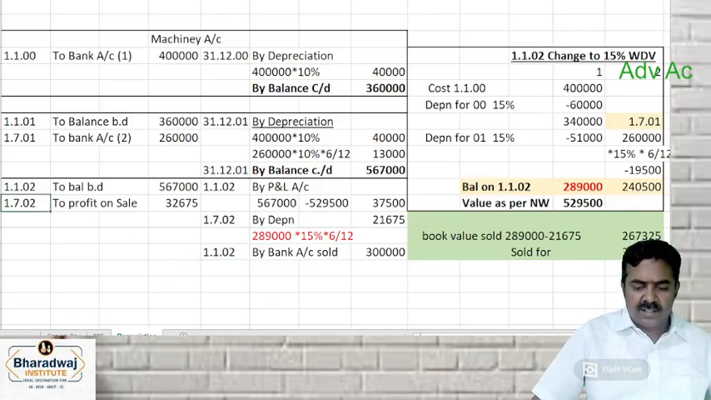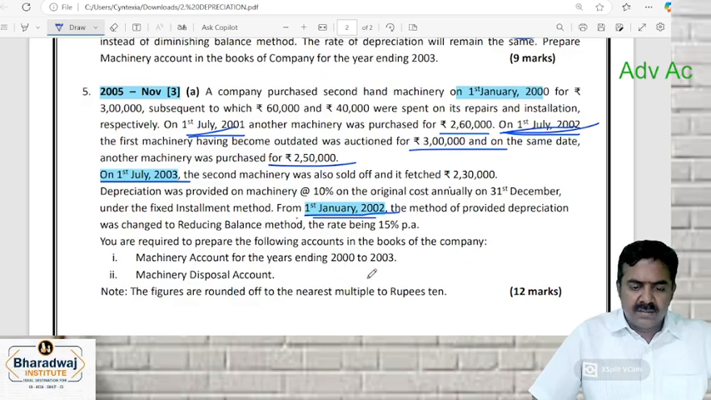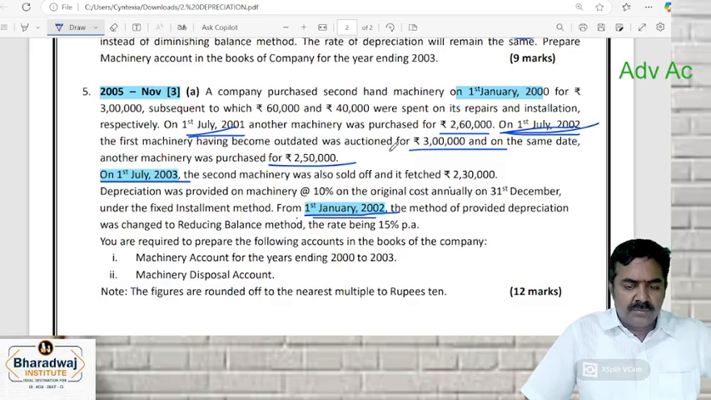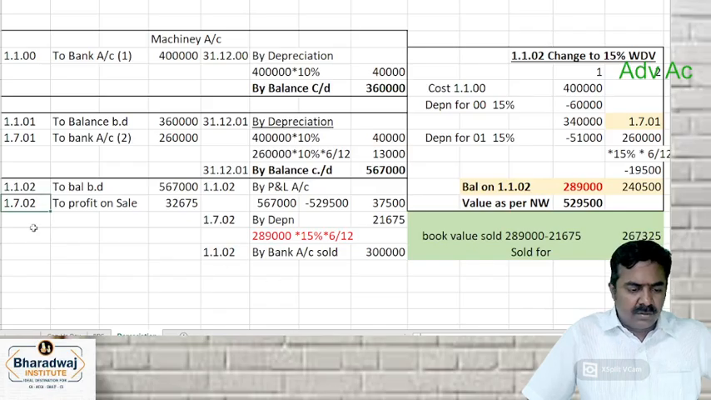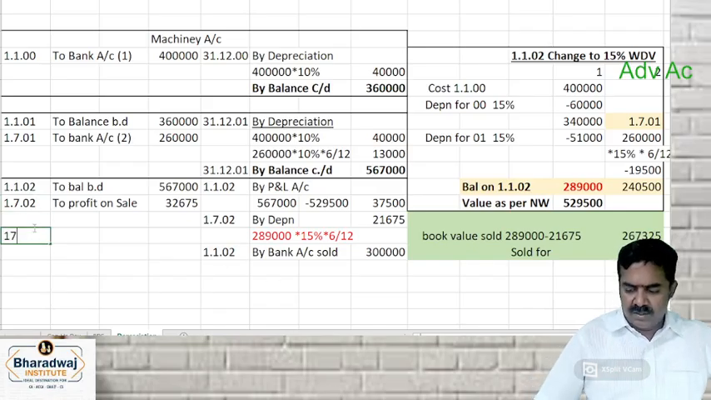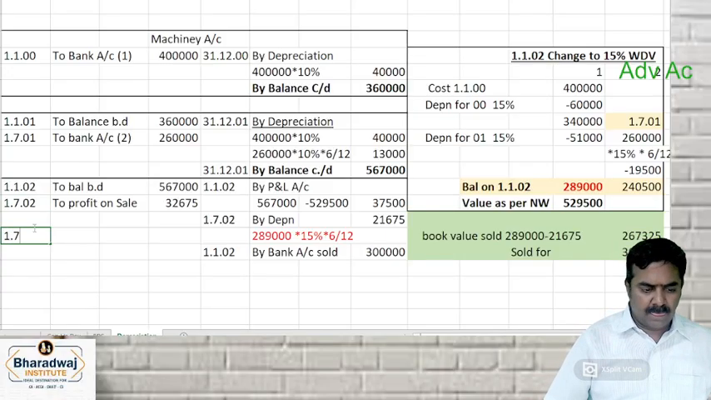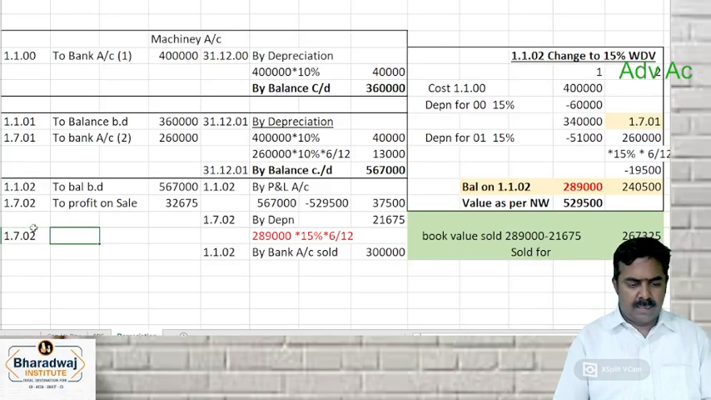See whether any asset was purchased in 2002. Is there any asset purchased in 2002? Yes. We purchased a new machine for 2,50,000 on 1/7/2002, to bank. Which asset? The third asset is purchased.